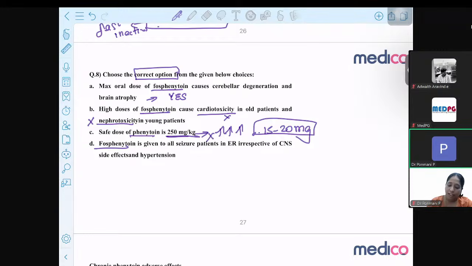And fosphenytoin is given to all seizure patients in the ER, irrespective of the CNS side effect and hypertension. No, it is not given for all seizure patients. It is indicated only in cases of status epilepticus.